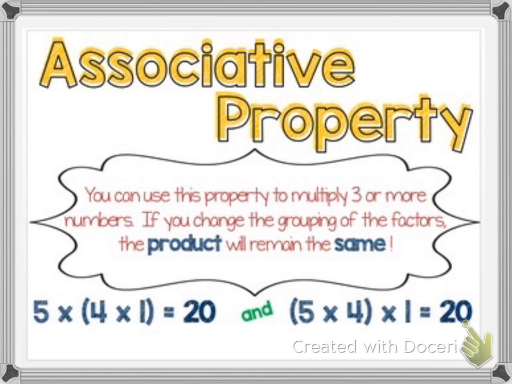Before we start looking at number 54, let's talk about the associative property. The associative property is that you can use this property to multiply 3 or more numbers. And if you change the grouping of the factors, the product will remain the same. So you can put any of these numbers in parentheses, and they're still going to give you the same product. That's the associative property. Grouping your numbers in different ways still will equal the same product.